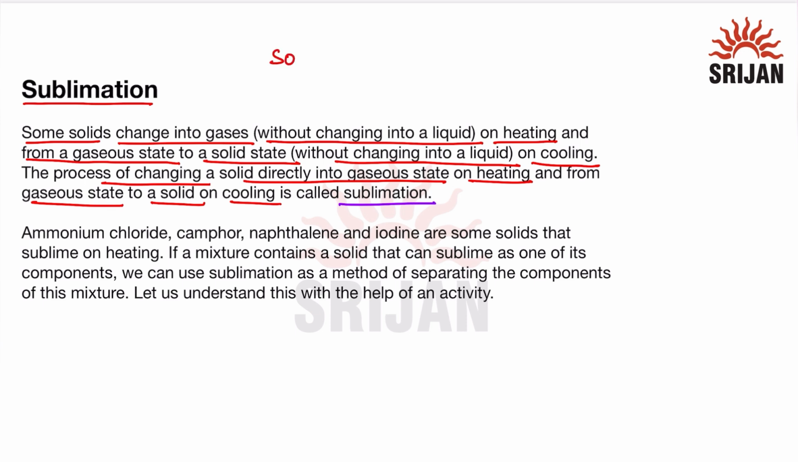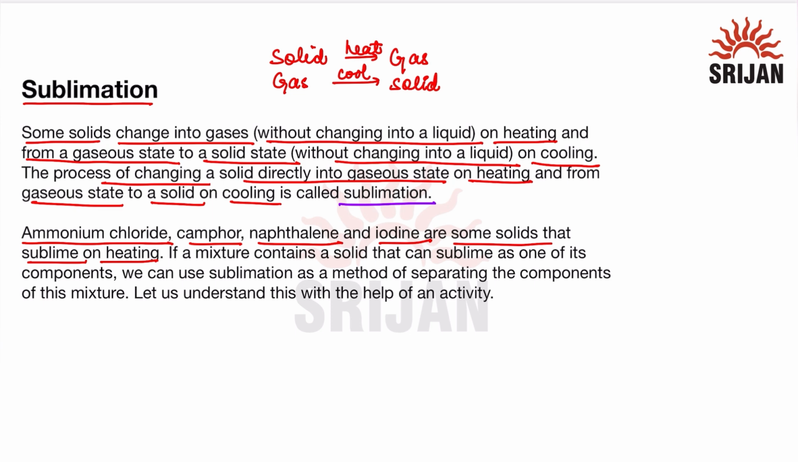So if we take a solid and we heat it, if it forms directly a gas, this is known as sublimation. And if we cool a gas and it forms a solid directly without changing into liquid, this process is also known as sublimation. Now ammonium chloride, camphor, naphthalene and iodine are some solids that sublime on heating. That means that these solids can directly change into gas on heating.